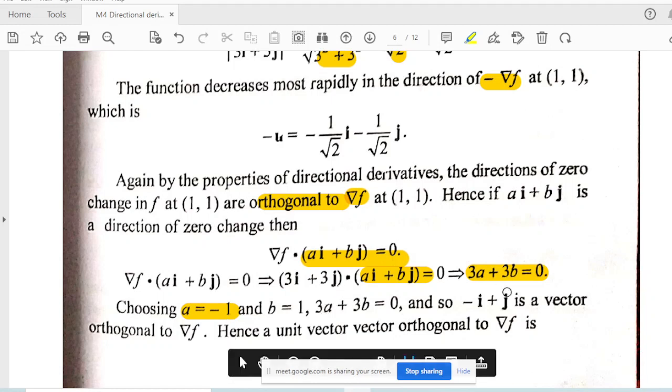So you get minus i cap plus j cap, a vector orthogonal to grad f.